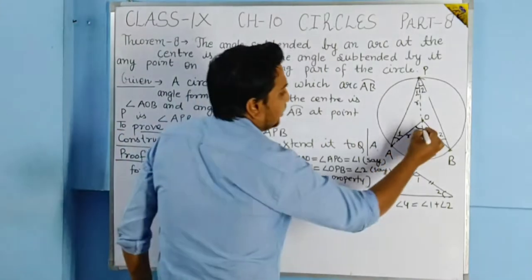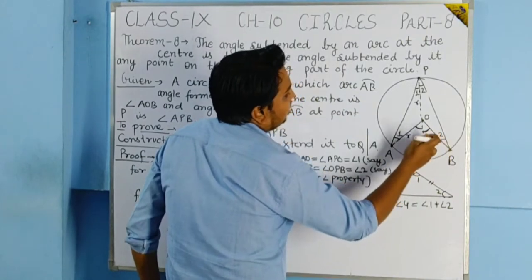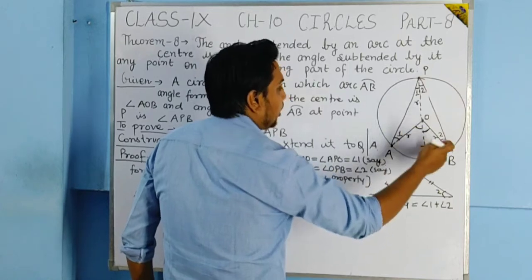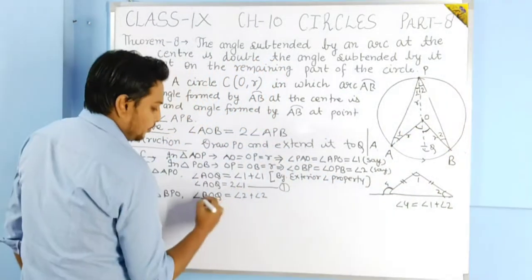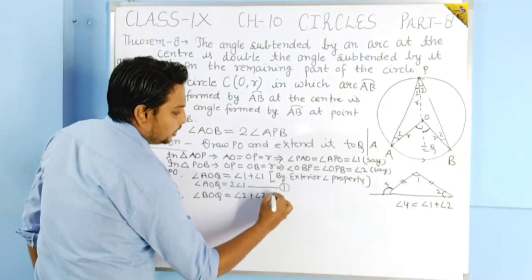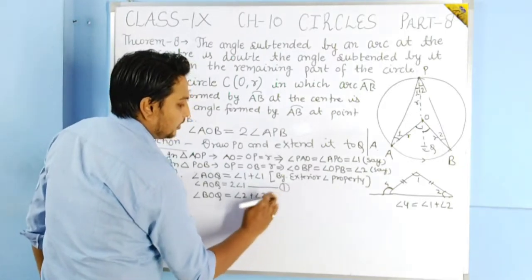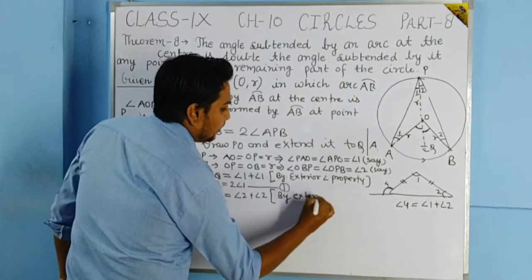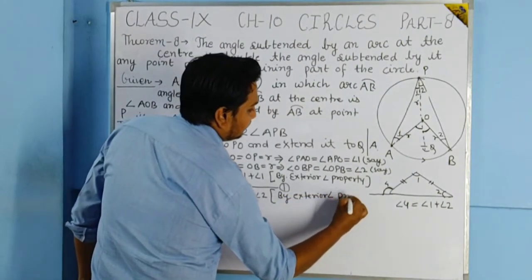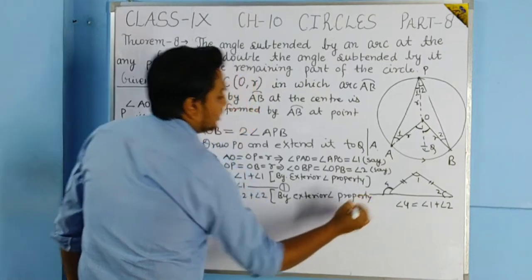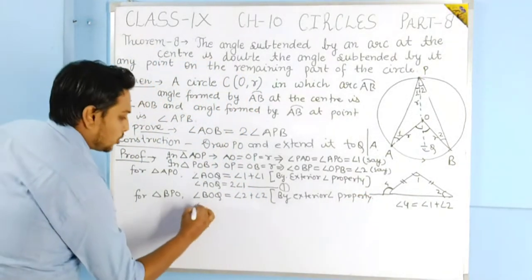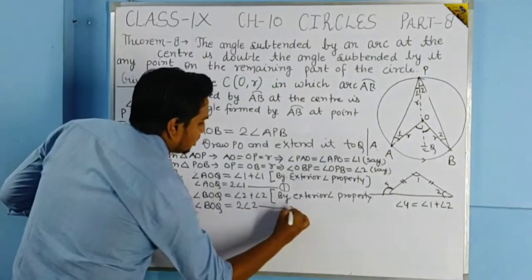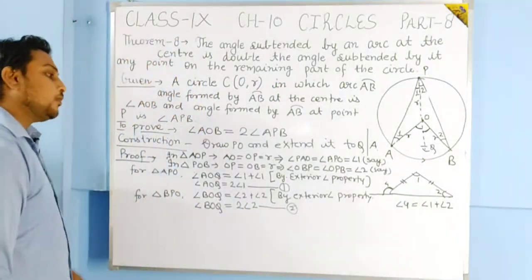Okay, see, this angle will be the exterior angle for this triangle BPO. So angle BOQ is equal to angle 2 plus angle 2, and how have I written this? By exterior angle property. So angle BOQ will be 2 into angle 2. Suppose it is equation number 2.